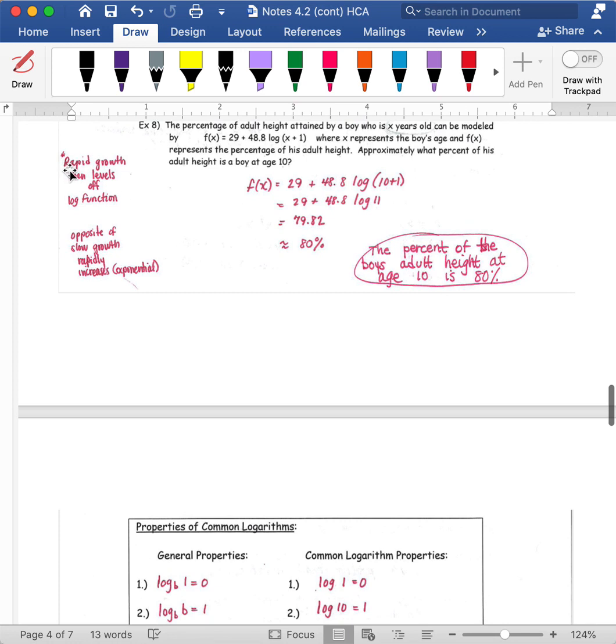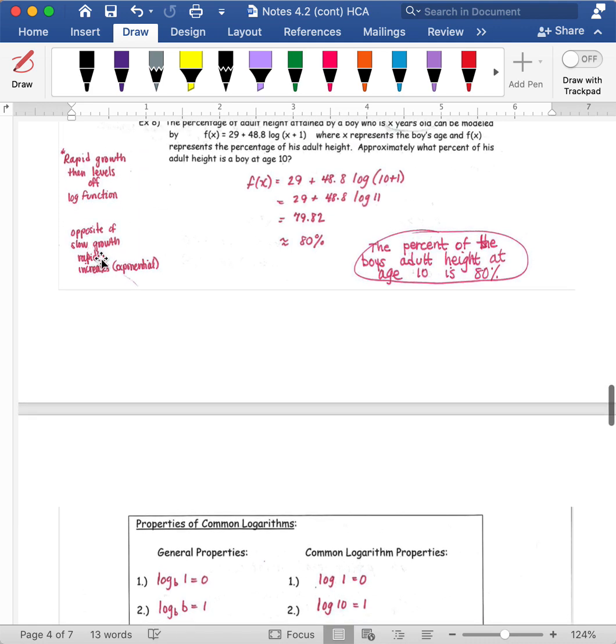All right, here it says rapid growth, then levels off: log function. So remember, this boy isn't going to grow infinitely, right? So at some point it's going to level off, which is the opposite of your exponential function, where it starts out slow and then rapidly increases. That's what your exponential function does.